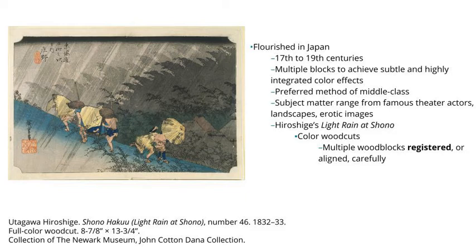This example is Light Rain at Shono by Hiroshige, and this is a color woodcut. So like I said earlier, multiple wood blocks would have to be carefully aligned, and in printmaking, the term that we use for that is registered. If you print different colors, like the light yellow here and then the blue afterwards, and you don't line it up perfectly, everything's going to be weirdly shifted to the side, and the colors just won't line up. So people use mechanisms to help them register their matrix more precisely.